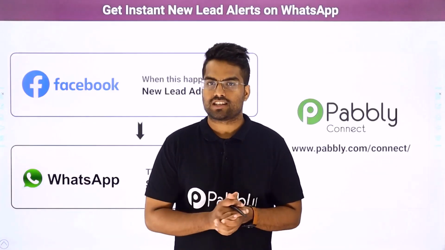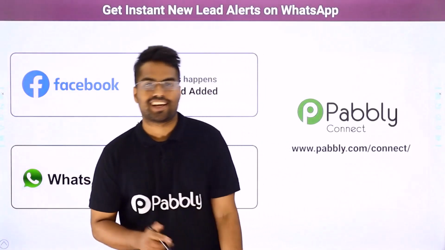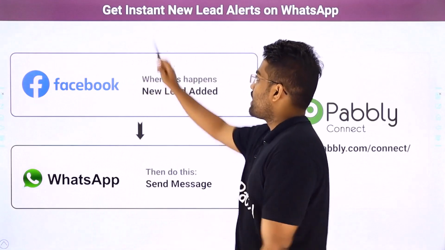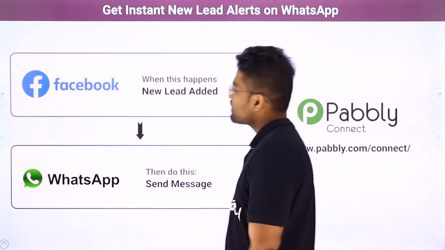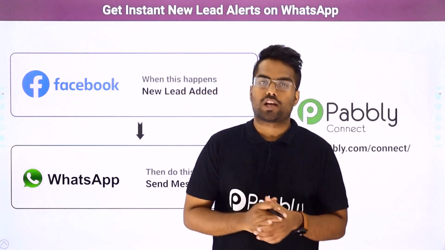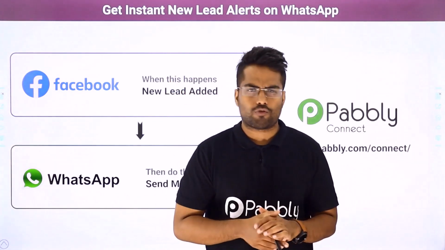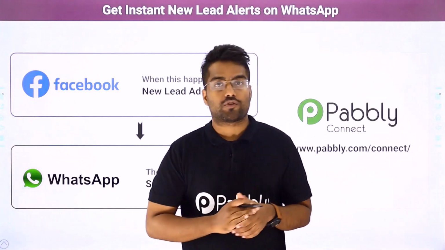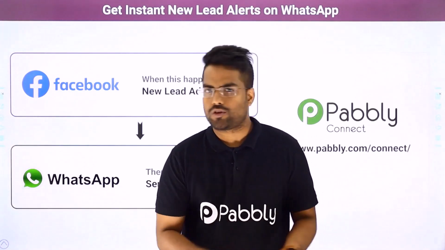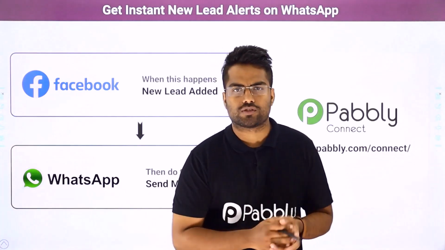Hello everyone, so welcome back to Pabbly Connect. In this video we will learn how to get instant new lead alerts on WhatsApp automatically. So imagine this, you are running an awesome Facebook lead ad campaign for one of your products and a new lead called John has been generated from your Facebook lead ad forms. So you have John's name, his email address and of course his phone number.